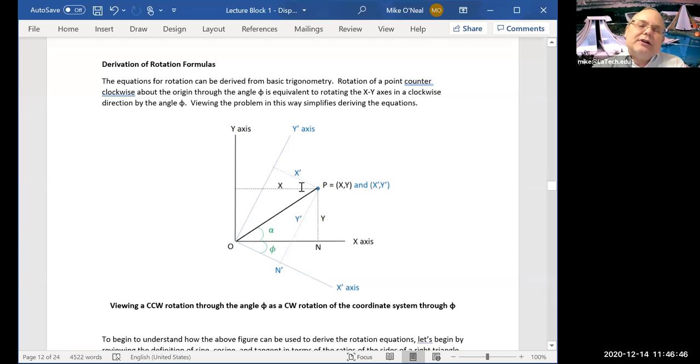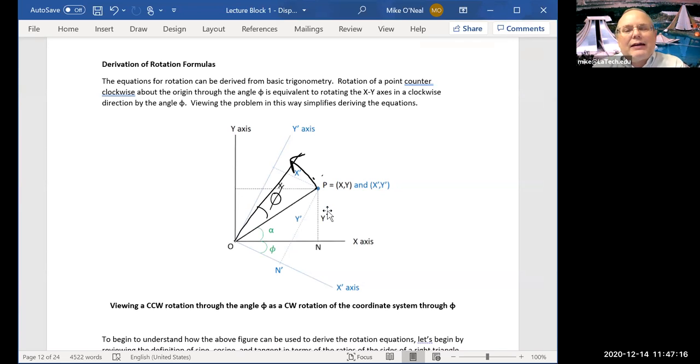Now, what we're going to do is we're going to make a little observation. And the observation is that if I want to rotate this thing counterclockwise by some angle, I'm rotating it by some angle phi.